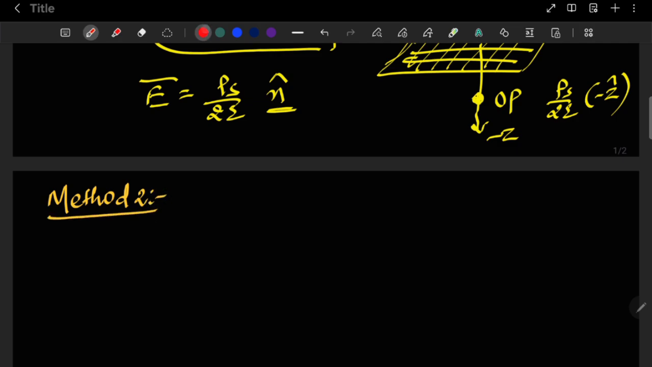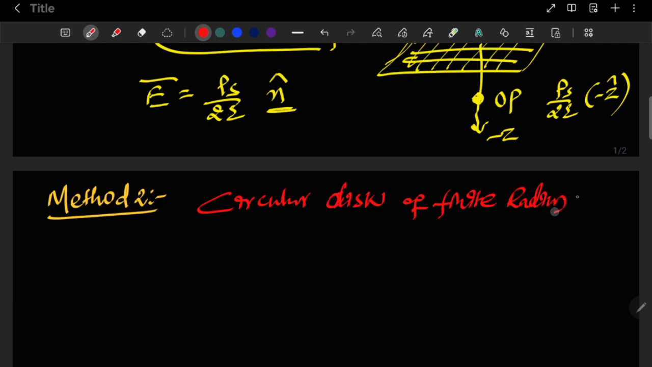So method 2 approach is same, but instead of finding the electric field for the infinite sheet, we will find it for a circular disk of finite radius capital R. Then R tending to infinity, it will become an infinite sheet. So our aim is to get the electric field for the infinite sheet only.